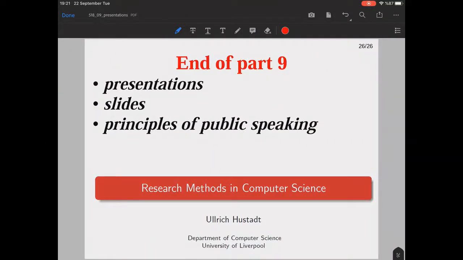Okay, this is the end of the session, and we talked about presentations, the slide structures, and we also discussed the principles of public speaking together as well.